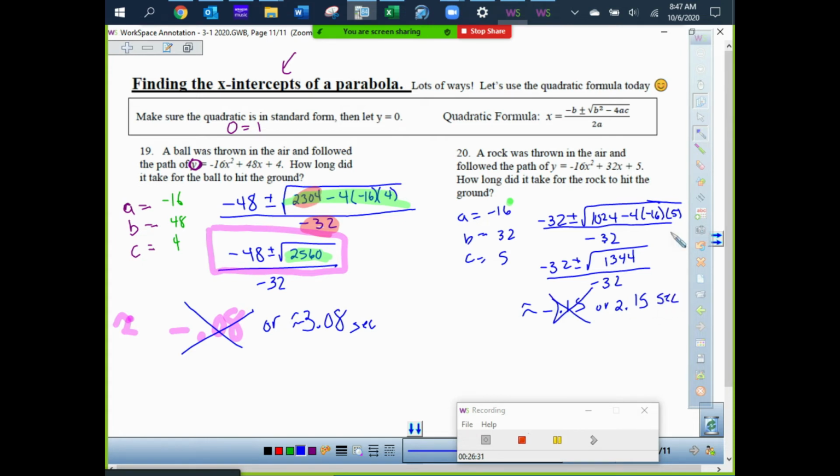Quadratic formula. There's not very many homework problems, so please practice it well. And then we'll do more ways to solve a quadratic next time.